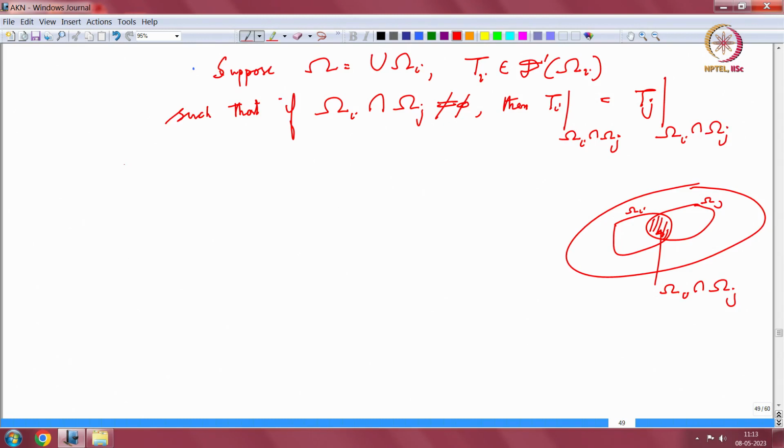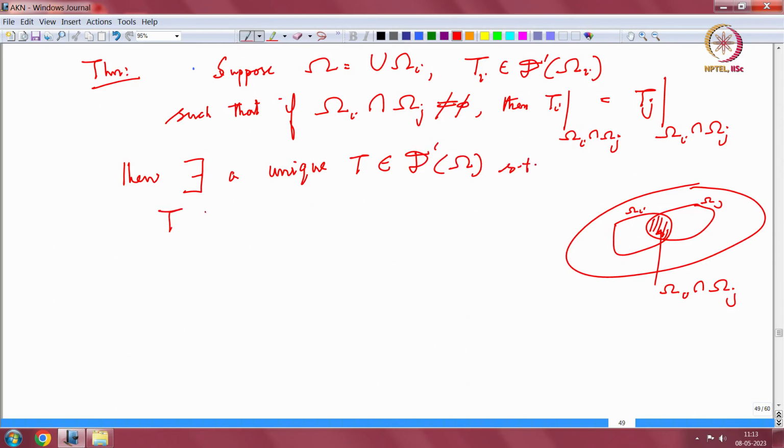Then this is the theorem. Then there exists a unique, this is important, unique T in D prime of omega such that T restricted to omega I is your T I. This is for all I. The proof is very easy.